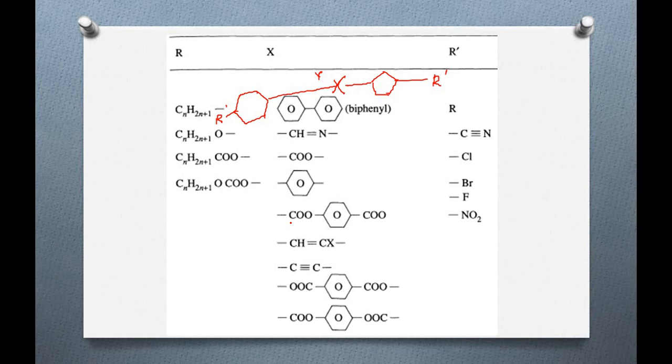We will now discuss it, because the core is more or less what we understood, how the core will look and by what kind of groups the rings could be linked. So all these groups that you see here are the most common links that can be formed between the two rings A and B in our first picture. And R or R prime are usually straight alkyl or alkoxy chains.